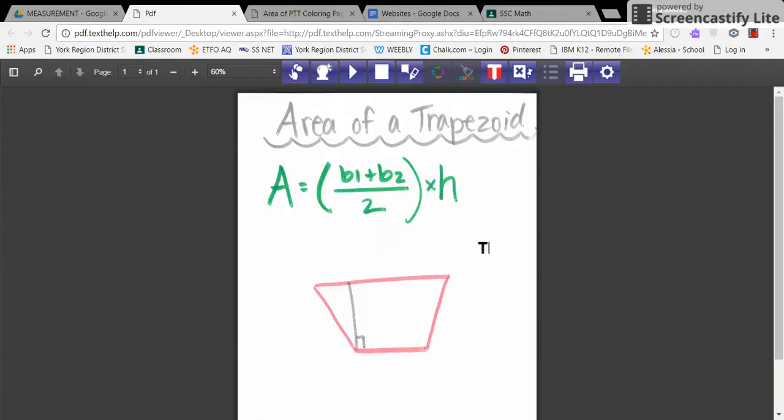The first thing you're going to need at the top of your notebook page is our title. Today's title is area of a trapezoid. Then underneath that you need to write the formula. So the area of a trapezoid equals b1 plus b2 divided by 2 multiplied by height.